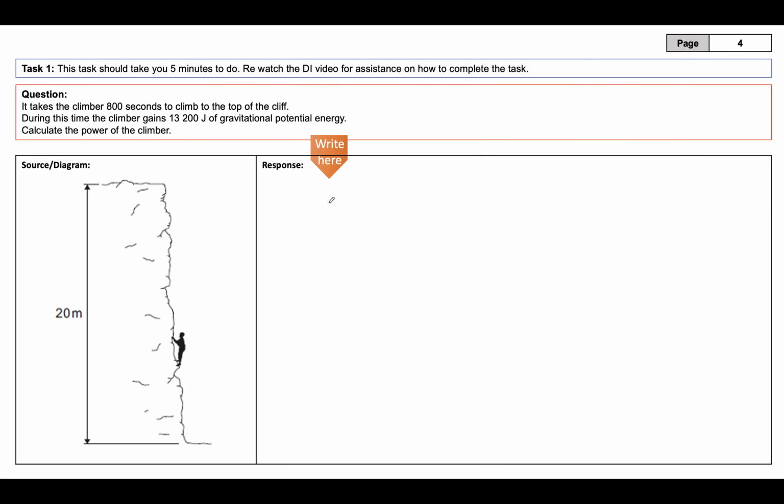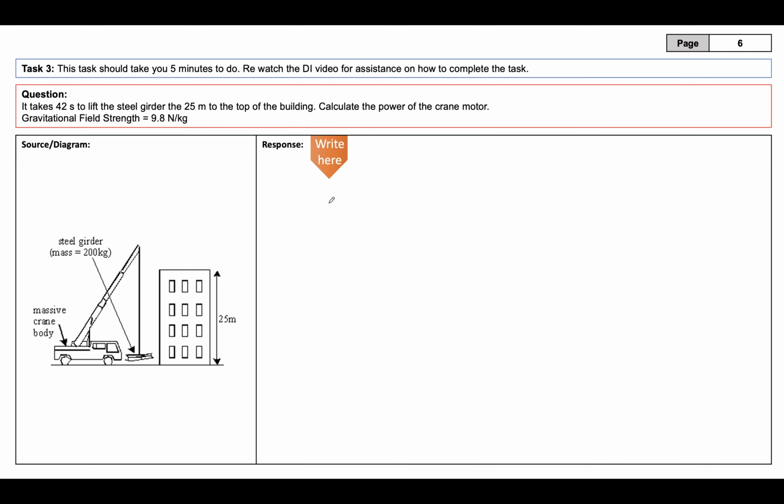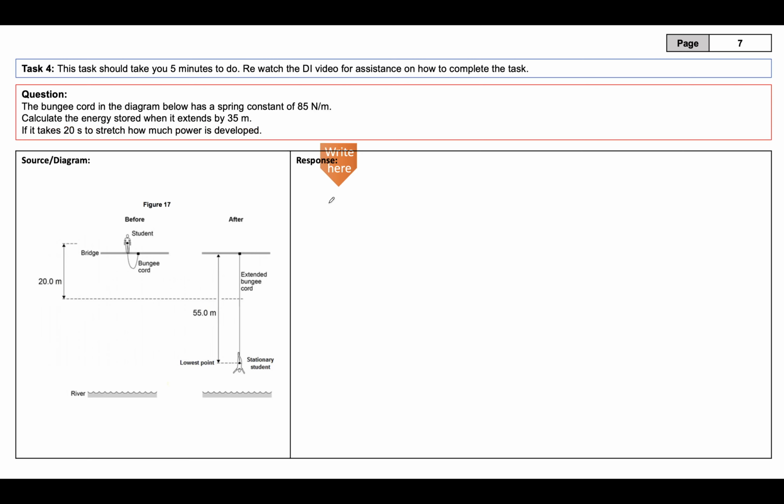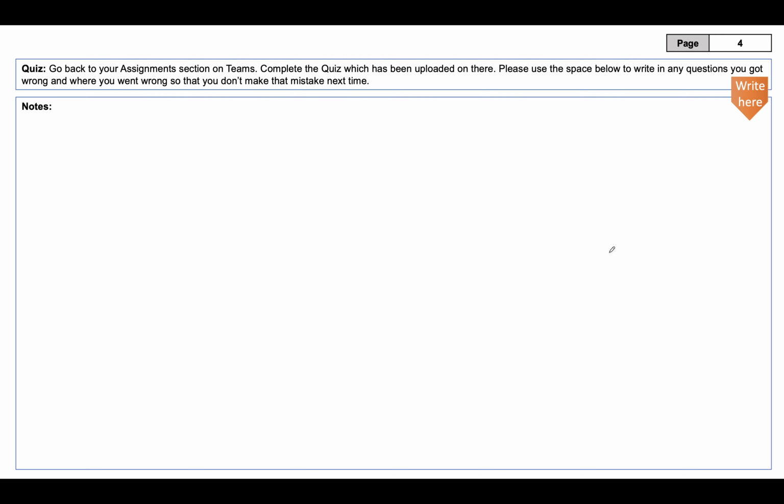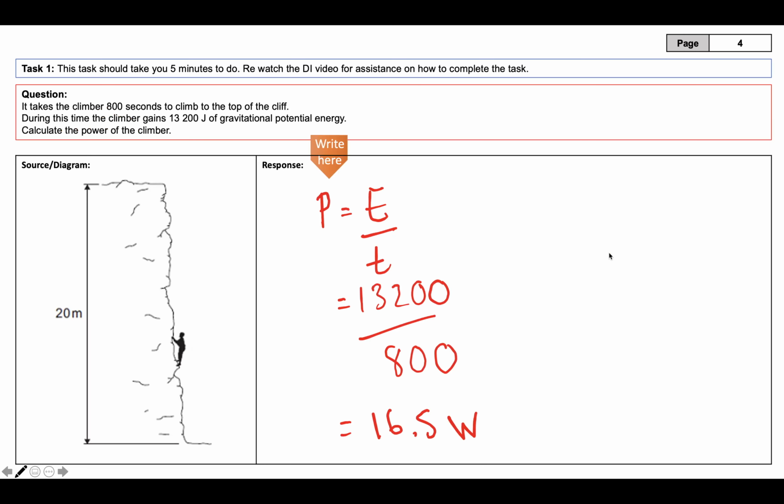You've got 3 or 4 examples here. For the first few, you're going to be working out potential energy. Same with this one, potential energy. This one's also potential energy. This one is elastic energy, so it's slightly different. You're going to use E equals a half ke squared. And this one is thermal energy, so you'll use this equation from the last lesson. But for each one, once you've worked out the energy, you do energy divided by time to get power. Once you've had a go at these, please check your answers. I've given you responses here.